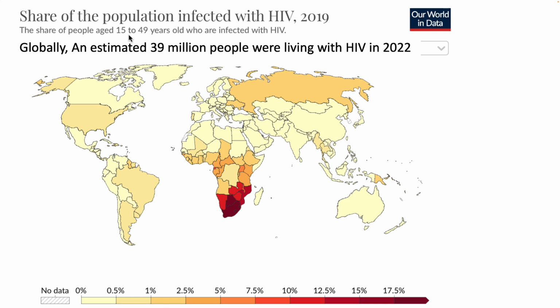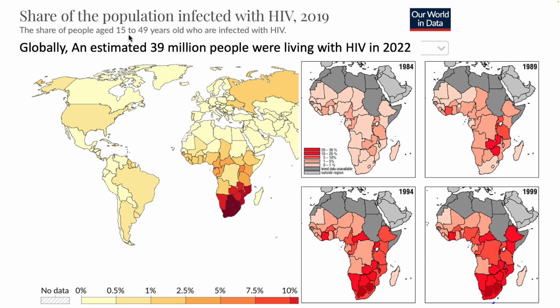This slide shows a map of the estimated HIV prevalence around the world. Globally, as of 2022, there were an estimated 39 million people living with HIV, and most of them are concentrated in sub-Saharan Africa. Focusing in on sub-Saharan Africa, you can see the four panels below, the prevalence trend, or how it changed over time geographically, becoming increasingly more prevalent from 1984 through 1999.